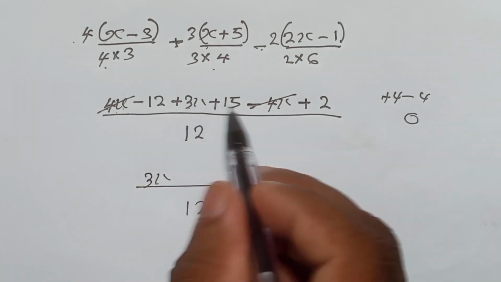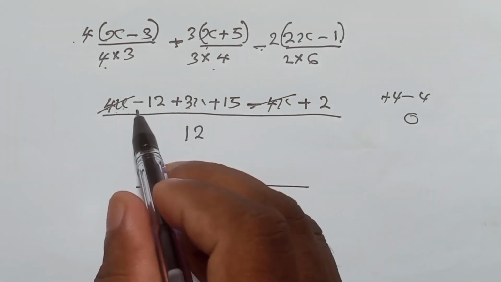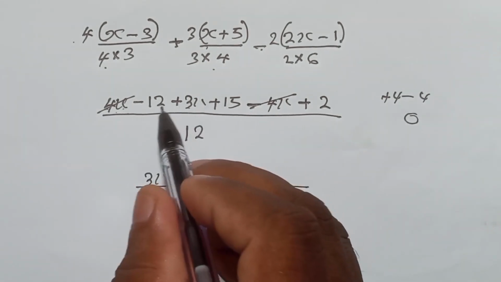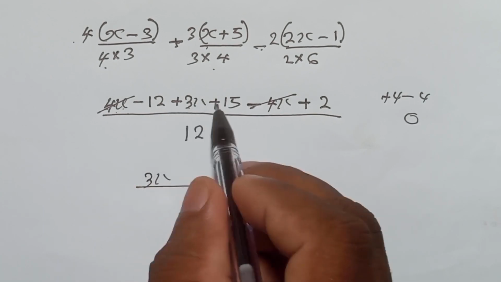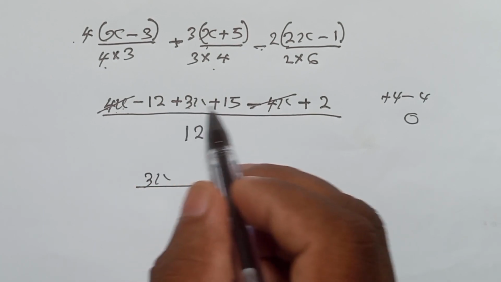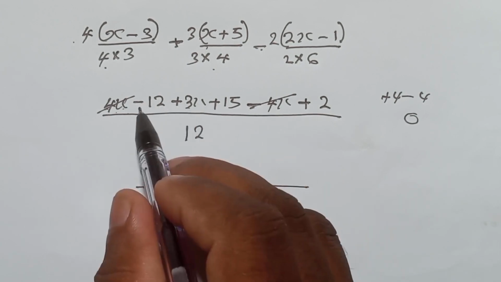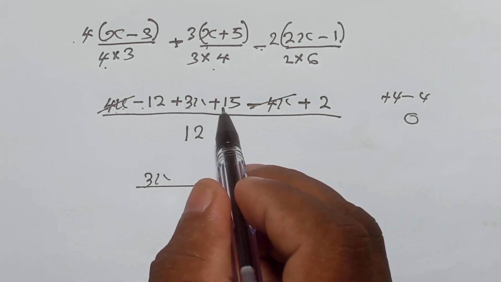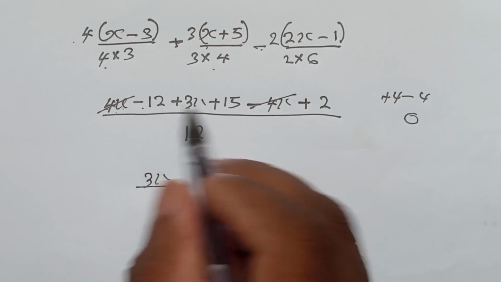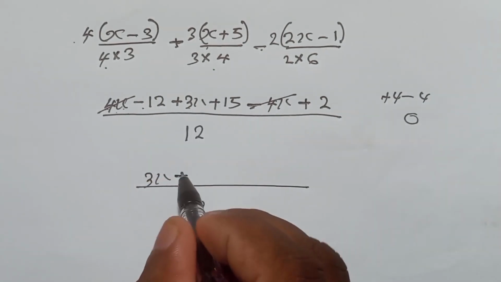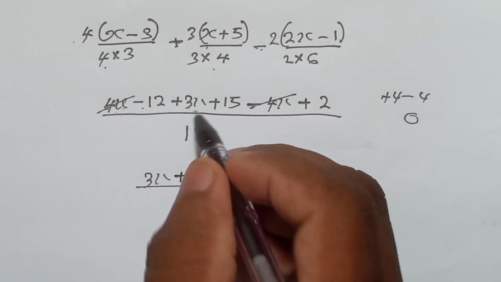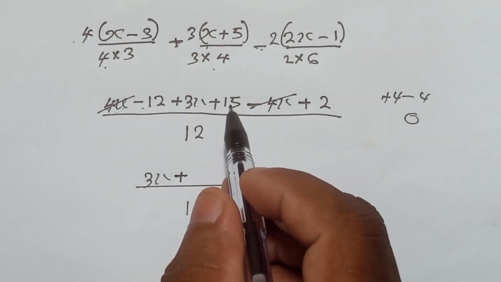Okay, then minus 12, plus 15 and plus 2. Let's simplify these first. Minus 12 plus 15. Normally, in those videos I explain this, and I will tell the rule here. When you have different signs, here minus 12, here plus 15, you have to put the bigger one's sign. That means when you don't consider the sign, 15 is the bigger.